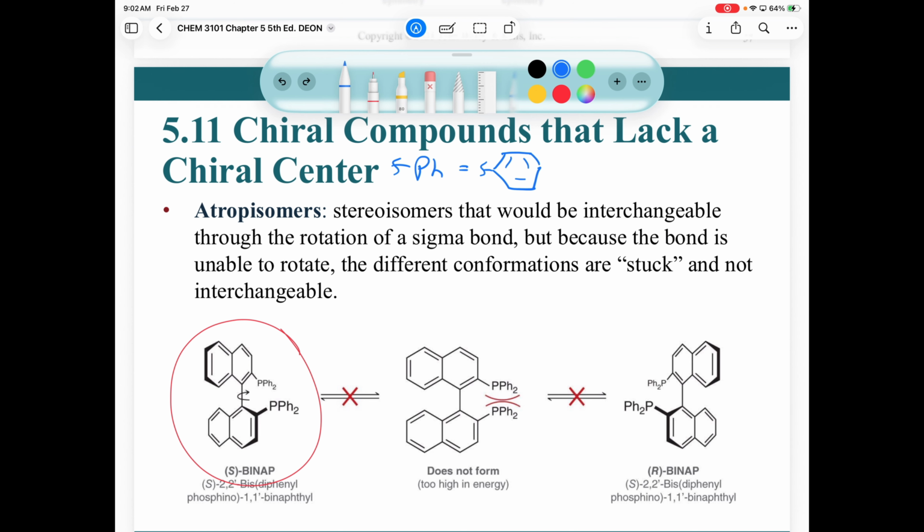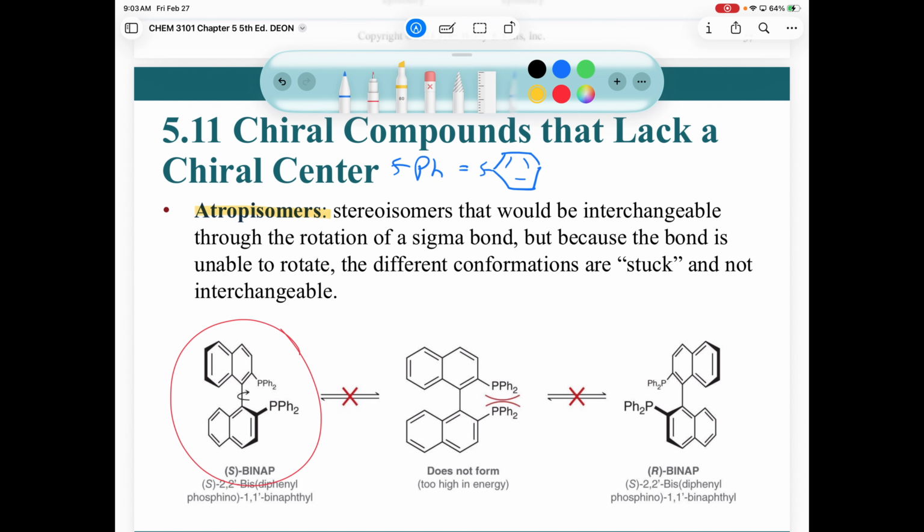So there's no chiral centers in the molecule. These two compounds, the R and the S BINAP, they're enantiomers. Why? Because of restricted rotation, because you can't rotate around the bond. It's another type of stereoisomerism. They're called atropisomers, or atropisomers, depending on the person. They're stereoisomers that would be interchangeable through the rotation of a sigma bond, but they're stuck just because of the size of the groups. You can't rotate it. So therefore, they're enantiomers of each other, and I just wanted to share that with you.